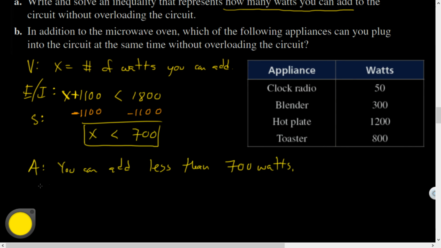Okay, what does part B say? In addition to the microwave oven, which of the following appliances can you plug into the circuit at the same time without overloading it? Okay, can I plug in the toaster? No. Can I plug in the hot plate? No. Can I plug in a blender? Yes. Can I plug in a clock radio? Can I plug in both a clock radio and a blender?